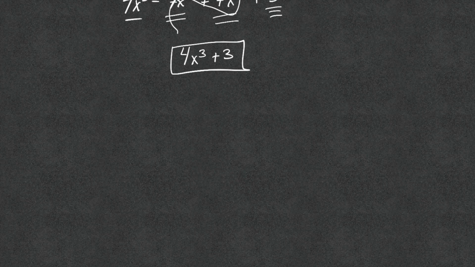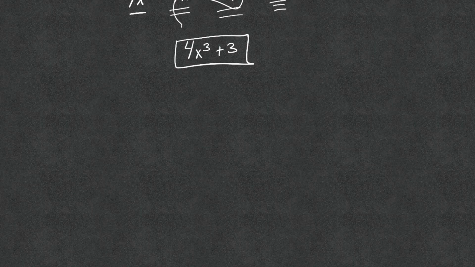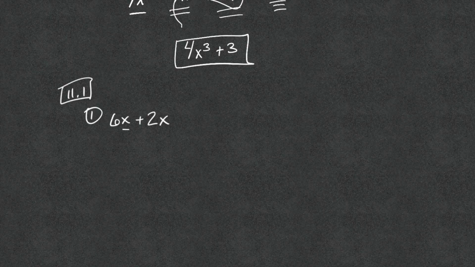In exercise 11.1, if we look at number 1, we see that 6x plus 2x is our given expression. And we can add those two together because they are raised to the same power, 1. So 6 plus 2 is 8, and we have 8x. Simple.